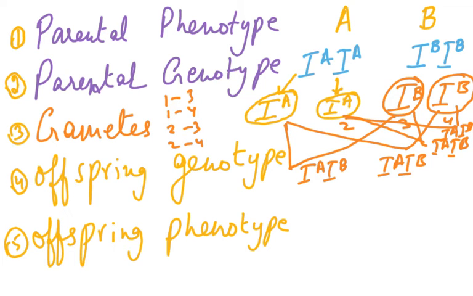Now the offspring phenotype, what will be their phenotypes? They will be blood group AB. This one would be blood group AB, this one would also be blood group AB, and that one would also be blood group AB. So this is how you do the questions. I'm going to do another one to make you all understand this in a little better manner.